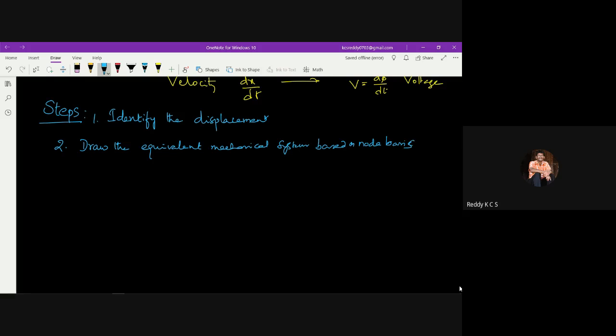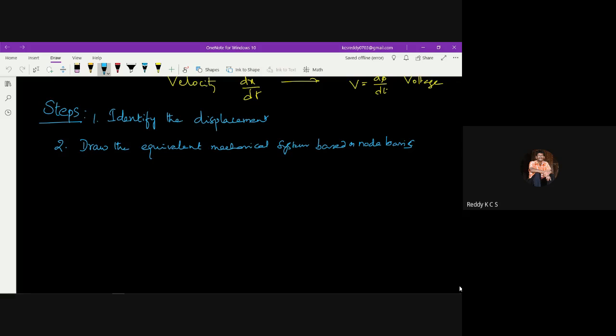This is what we discussed in the last class: the equivalent mechanical system, identifying the displacements, and each displacement is denoted as a node. Then, under the node, what are the elements under the influence of the displacement? That is what we need to draw in the second step. The elements having the same displacement get connected in parallel. These are all steps we discussed in the last class.